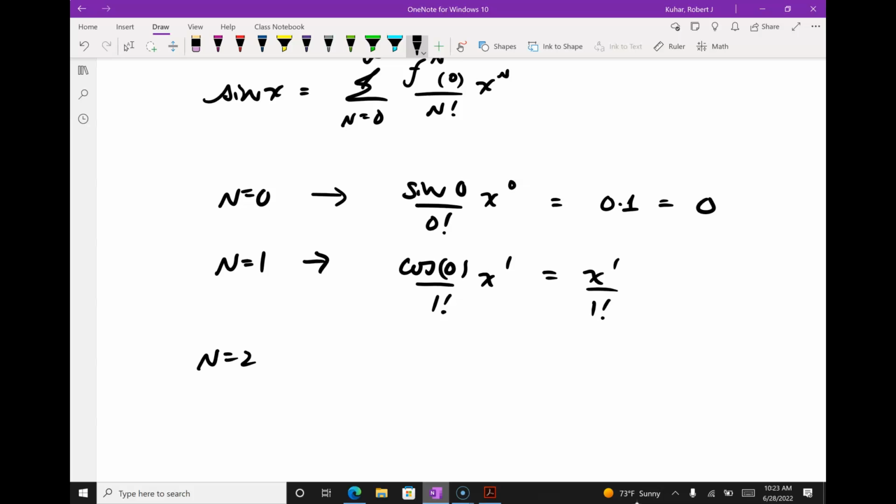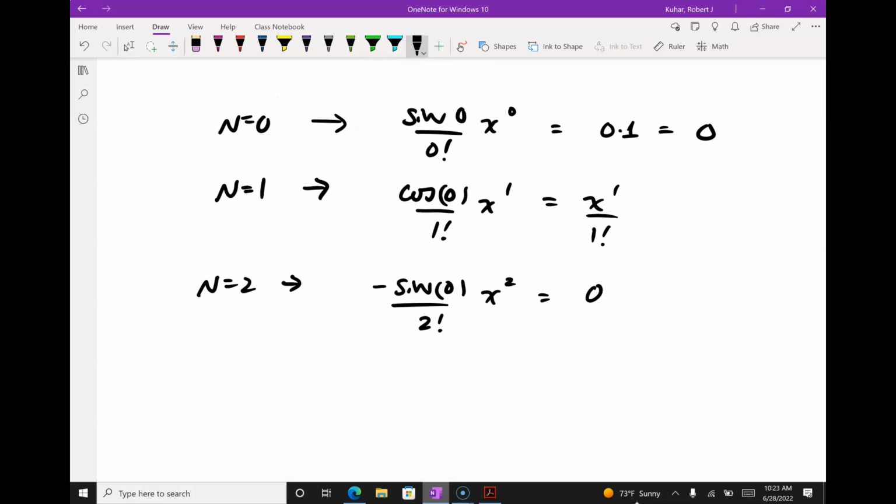So when n is 2, the derivative of cosine is negative sine. But negative sine of 0 is still 0, so that term drops out. It looks like my even terms are going to drop out, right? Because I'm always going to get back to a sine when I take my derivative there. Sine of 0, positive or negative, is going to go away. So I think now I only have to do my odd terms, but I'm going to go a couple more terms anyway, just to be sure.